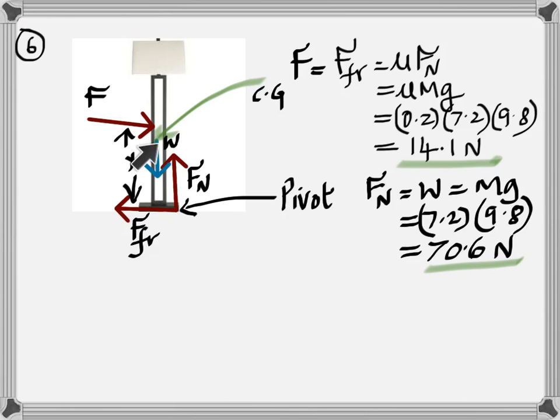So it is the weight that is balancing the torque due to the force of the push. And what about the distances? When you take the torque of this, it's going to be F times X. And the torque due to the weight of the lamp must be equal to this multiplied by the radius of the foot of the lamp.